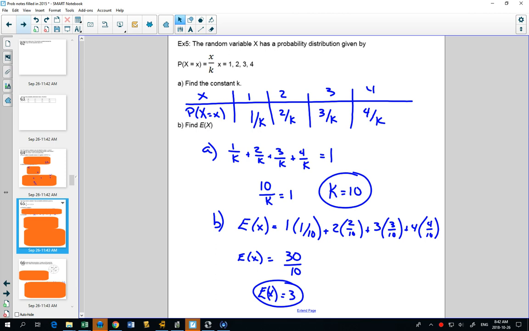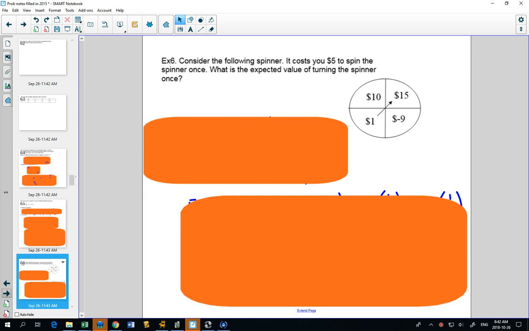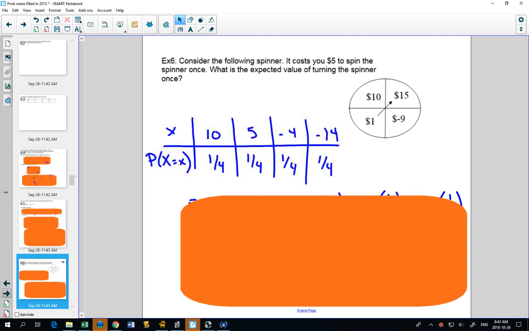Now I like this last example. There's 2 ways you could set this up. One way, and what I did, is I took the $5 off already when I set up my probability distribution chart. So if it happened to hit the 15, you actually only make $10 because you've already spent $5. If it happens to hit the 1, you've actually lost $4 because you spent $5 to play, and then you won $1 back.